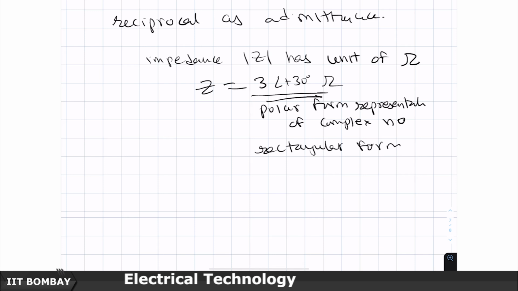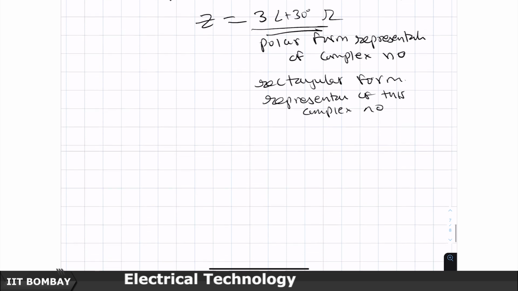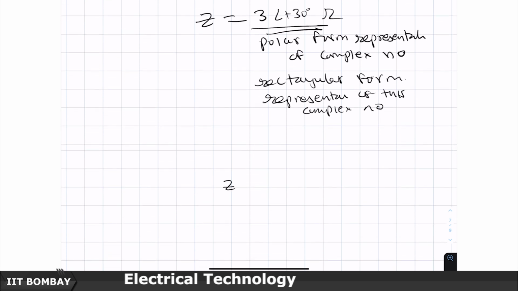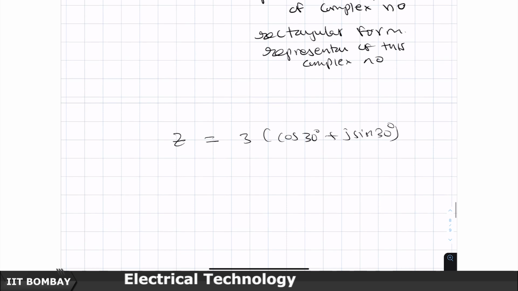form representation of this complex number, and that would also suffice. How we will use that we will see later on. Suppose I decide to write it as 3 times cos of 30 degrees plus j times sine of 30 degrees, where j is square root of minus 1.